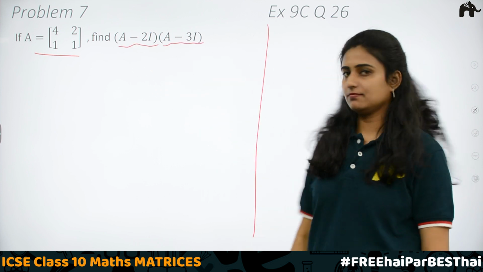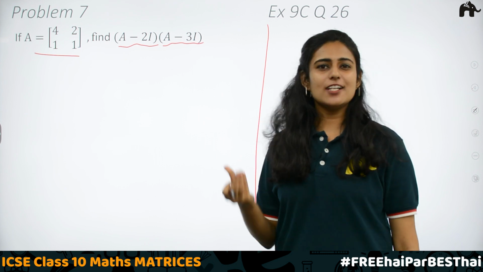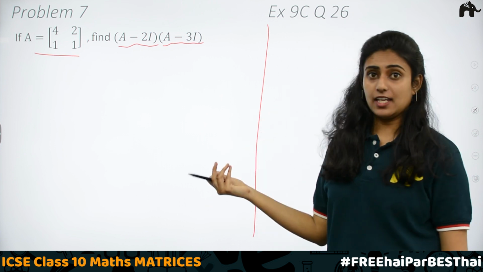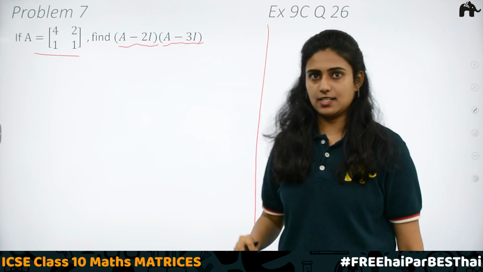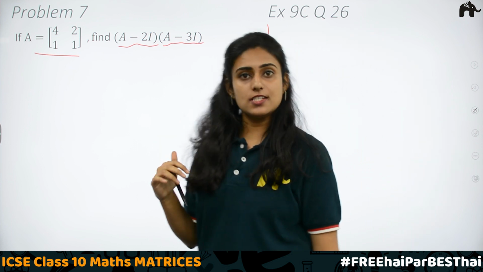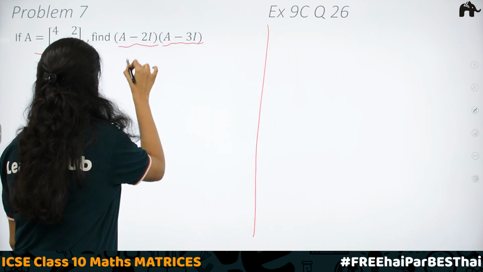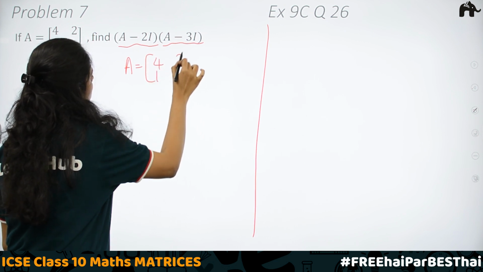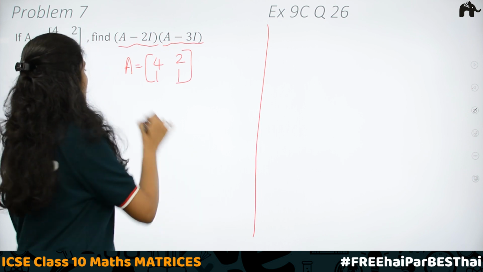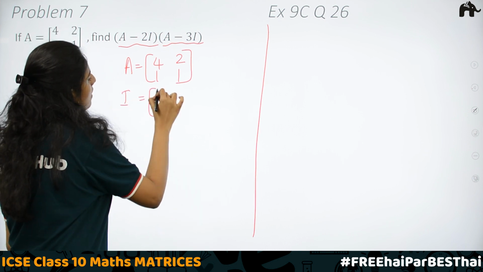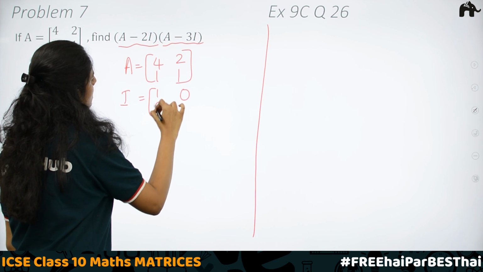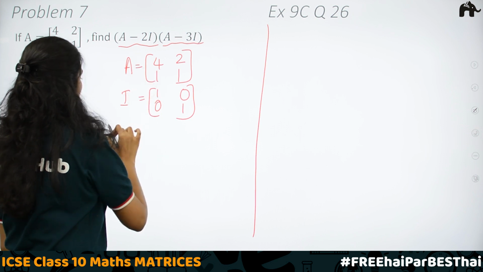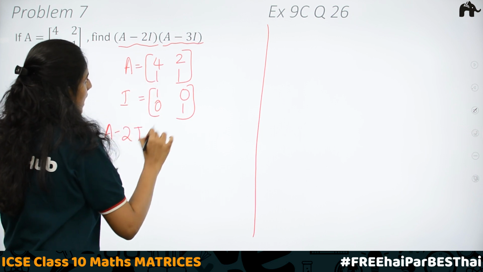What is I? Should I repeat? We know, right? What is I? I is the unit matrix or the identity matrix. Here I is a 2 by 2 matrix. Elements will be 1, 0, 0, 1. We have A is equal to 4, 2, 1, 1. We know identity matrix I is equal to 1, 0, 0, 1. Now we need to first find A minus 2I and A minus 3I.